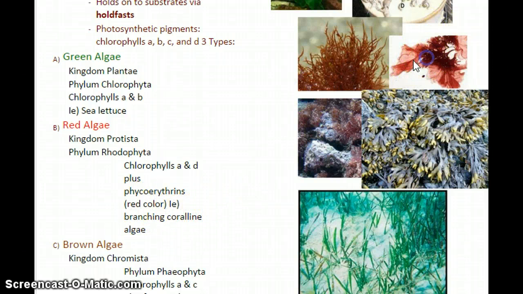So these are some examples of red algae, and here it could be kind of reddish or brown. It's kind of hard to discern, but these are both red algae here. And the red algae is pretty common as well. You'll find it anywhere you find green algae.